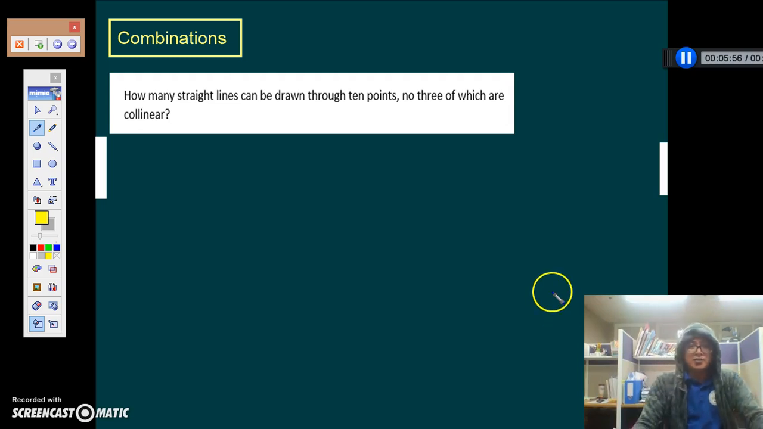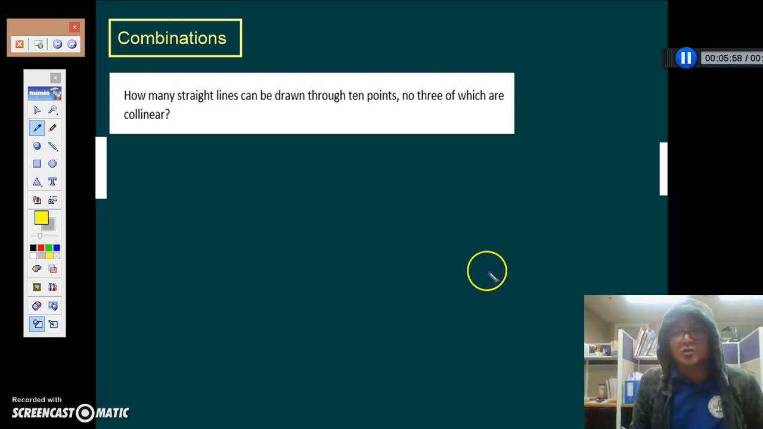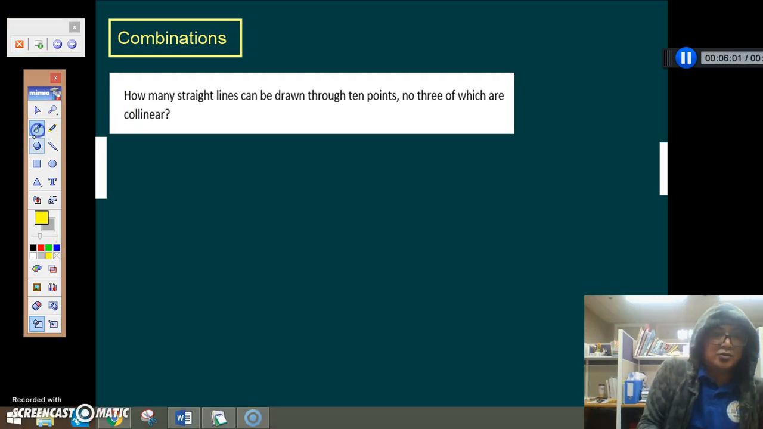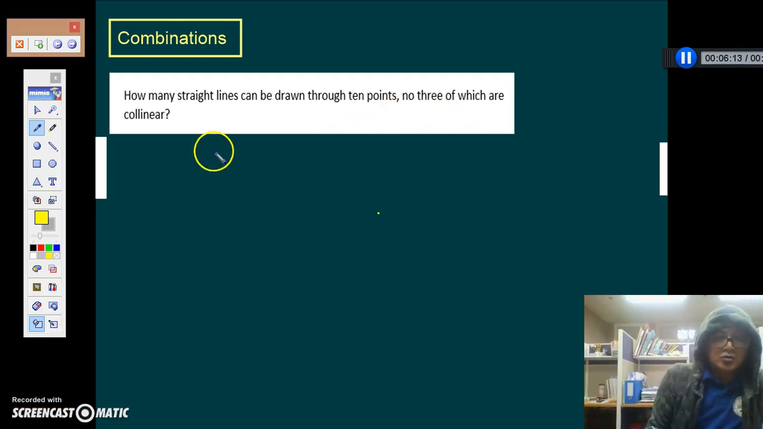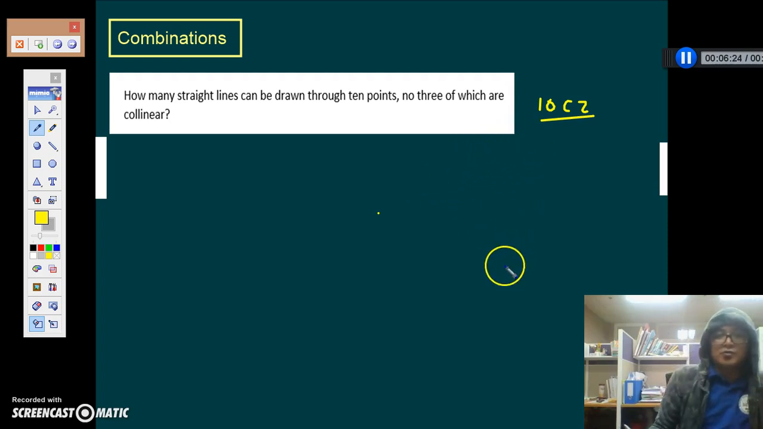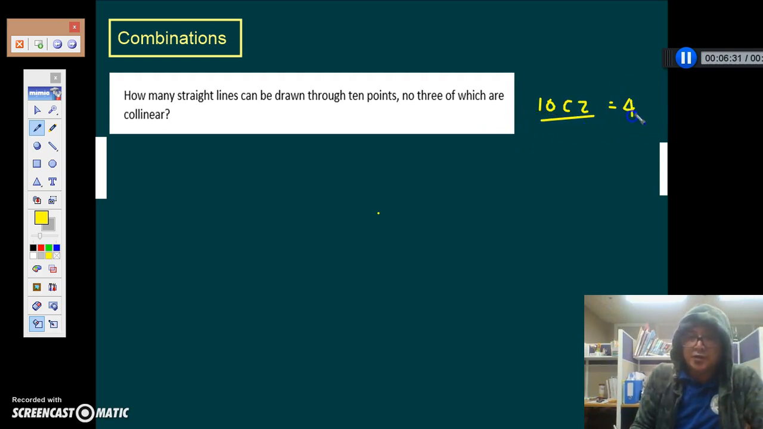How many straight lines can be drawn through 10 points, no 3 of which are collinear? This is the classic example wherein the condition here, take note of this, is no 3 of which are collinear. When you see this, that's the easiest that you can get. You know that to draw a line you need 2 points, and then you're given 10 points. So the answer here is basically 10C2, and that's it. If you want, you can draw 10 points, no 3 of which are collinear, and then count the number of lines that you can draw, and you should get 45. So there are 45 lines.